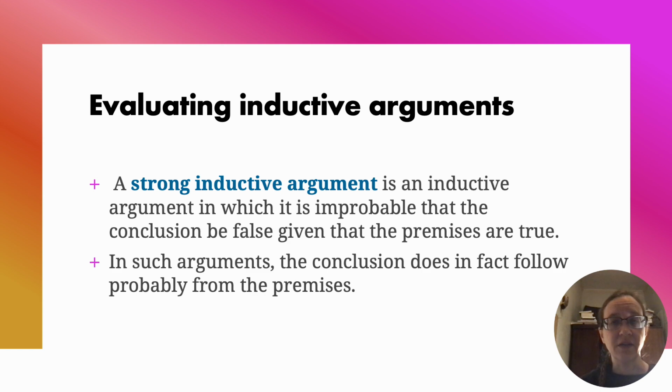Remember what that means: the conclusion doesn't necessarily have to follow from the premises for an inductive argument. You could have a good inductive argument where the premises were true and the conclusion false. But it has to do with probability. How likely is it that the premises are true and the conclusion false? If it's very likely, then it's not a very good argument. So a strong inductive argument is one where it's improbable that the conclusion is false given that the premises are true. Again, it's about probability, not necessity. If it's strong, then the conclusion follows probably from the premises.